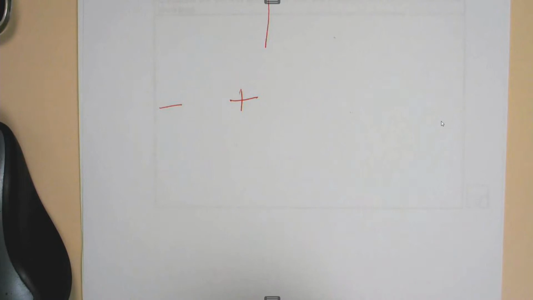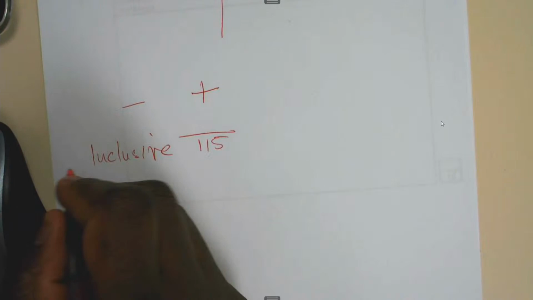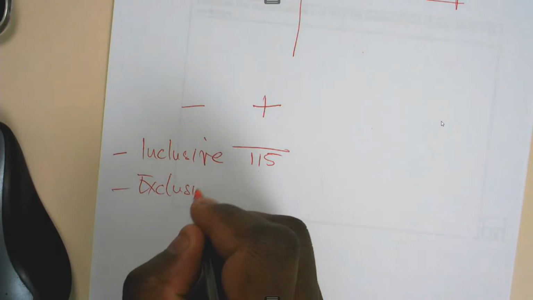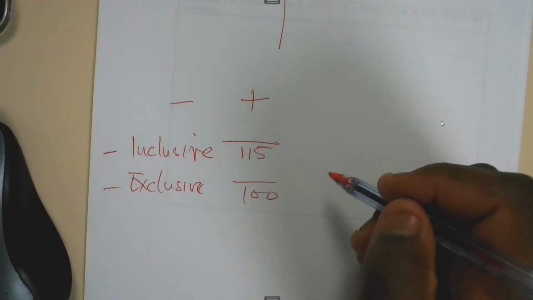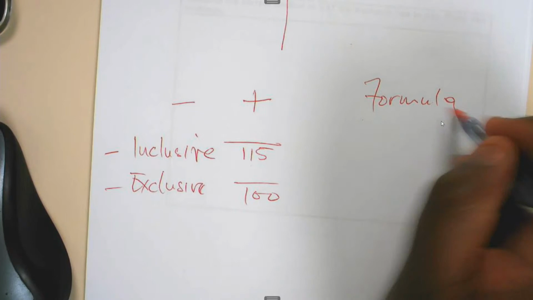Among the transactions that we will be getting, if the transaction is inclusive of VAT, then you will divide by 115. And if the transaction is exclusive of VAT, you will divide by 100. This formula is very important. This almighty formula is very important. We are going to use it a lot in this session.